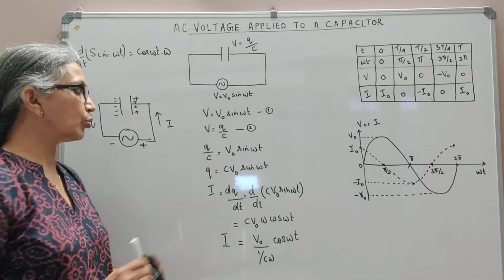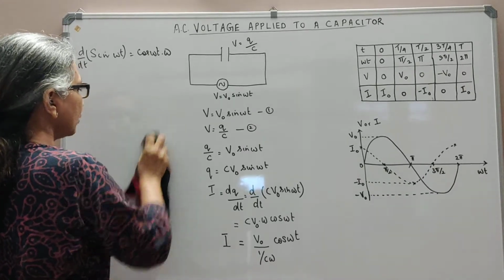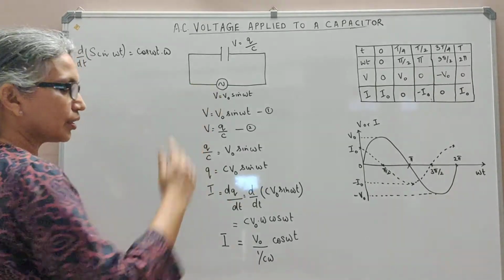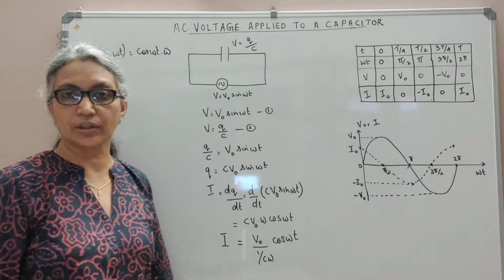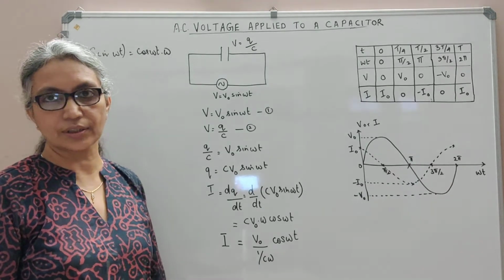So now what we are going to do is study how the current and the voltage vary in the circuit. Just like we did for the other two circuits, we need to find a phase relationship between the current and the voltage in the circuit.